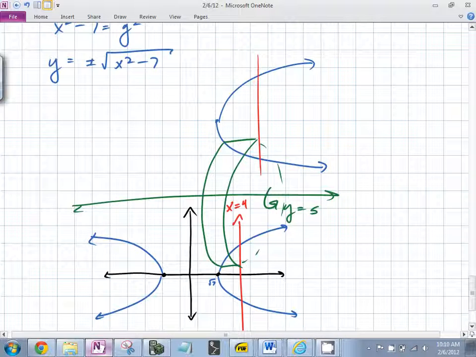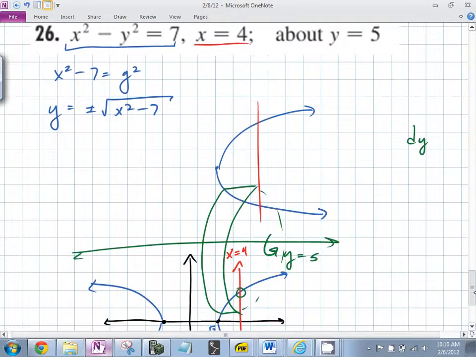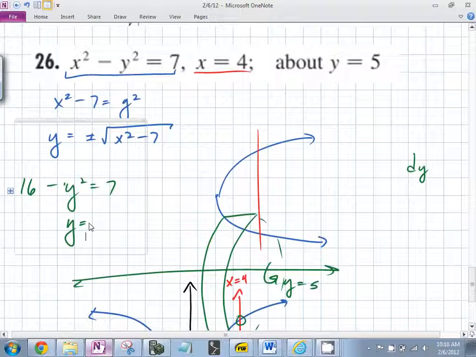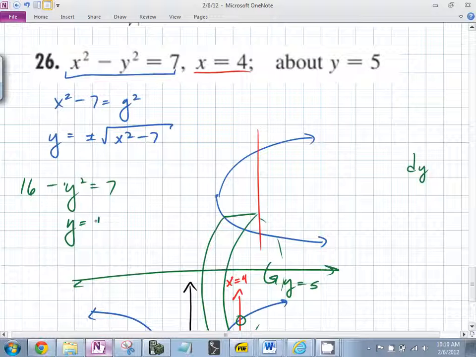Okay, are we integrating with respect to x or y? So we know it's dy. So if we're going to do that, we need to find our intersection points. And that's pretty easy to find because we know what x equals on those points. But we're interested in the y values, right? So we have 16 minus y squared is equal to 7. Can someone tell me what y is equal to? Not a trick question. Plus or minus 3. So we know we're integrating from -3 to 3.